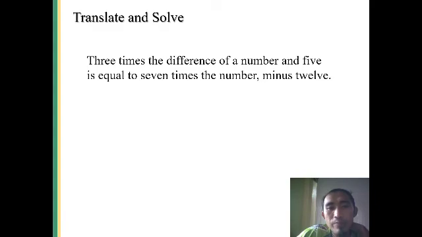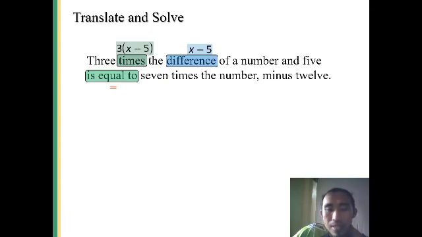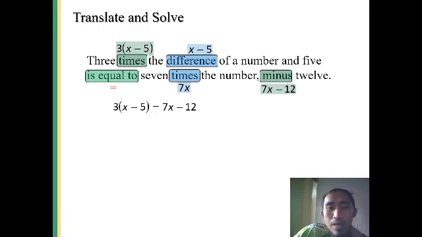3 times the difference of a number and 5 is equal to 7 times the number minus 12. That is our equal sign, of course, times x, so 3 times x minus 5. On the other side, we have 7 times a number minus 12, so 7x minus 12. So we have our equation, 3 quantity x minus 5 quantity equals 7x minus 12. Then we distribute the 3 inside: 3x minus 15 equals 7x minus 12.